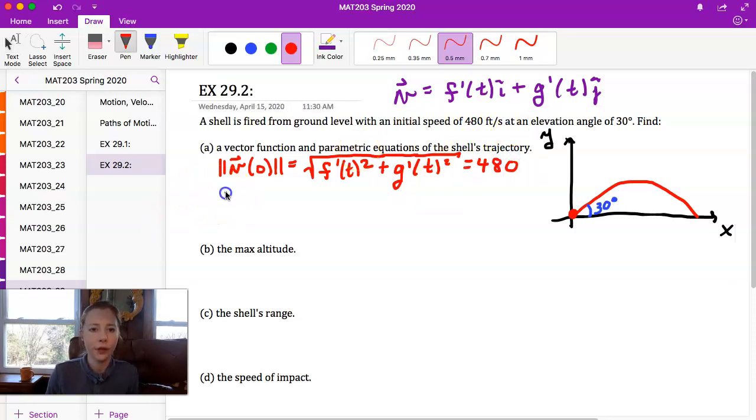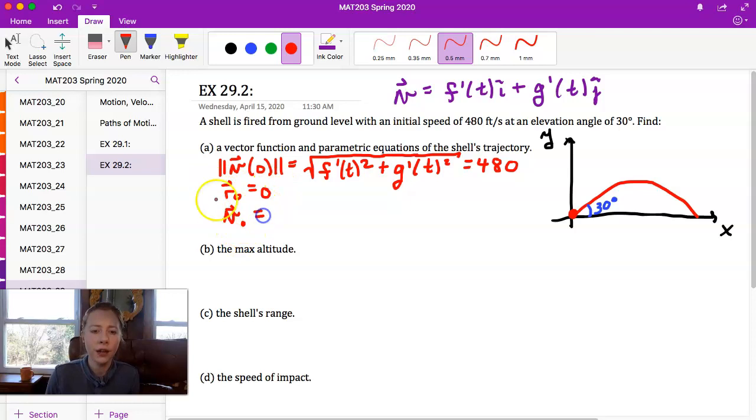So we also know that the initial position is going to be 0. So that's 0 i hat plus 0 j hat plus 0 k hat. And so the initial velocity, so this naught, initial, just means that time is 0 there.